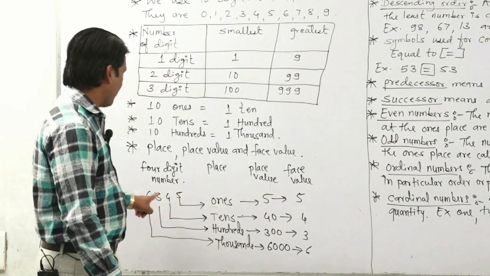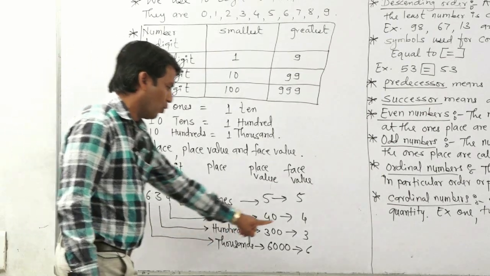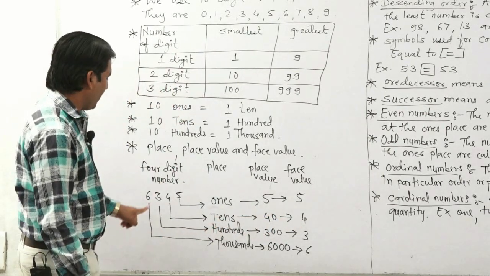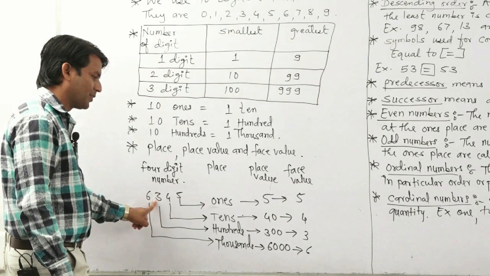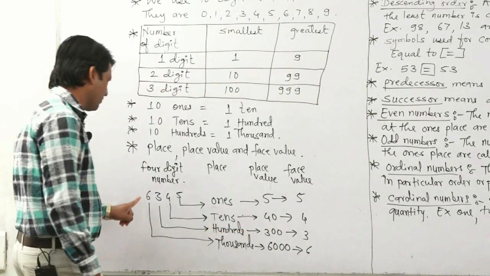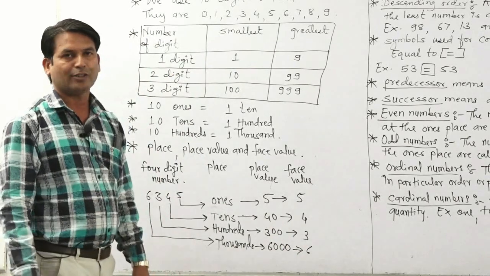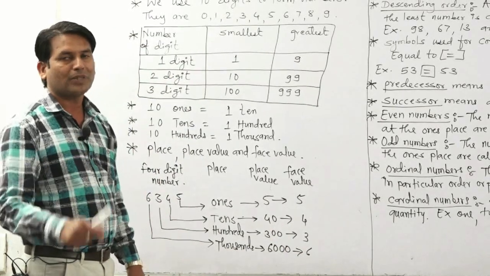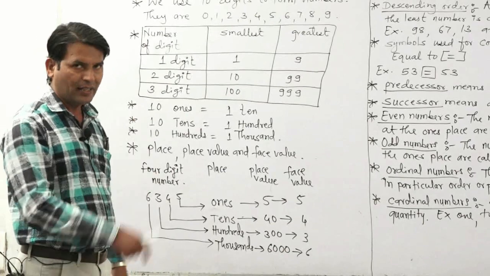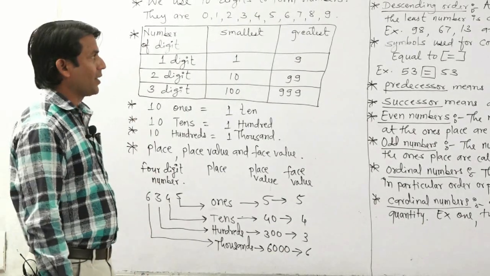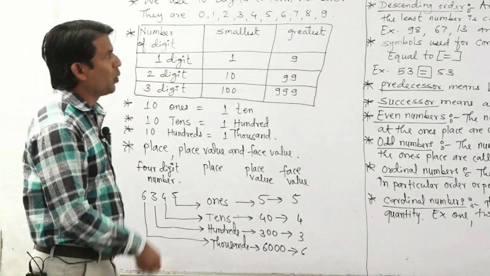Then face value of 4 is 4. Face value of 3 is 3 and face value of 6 is 6. The number itself is known as what? Face value of that given digit in the given number. Okay? After that, we will turn towards what?